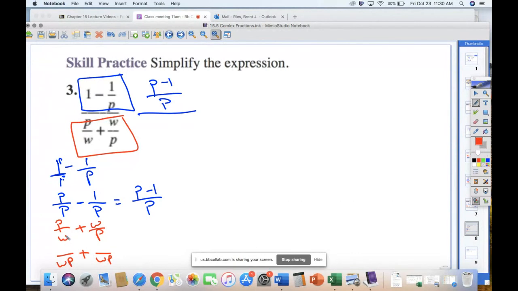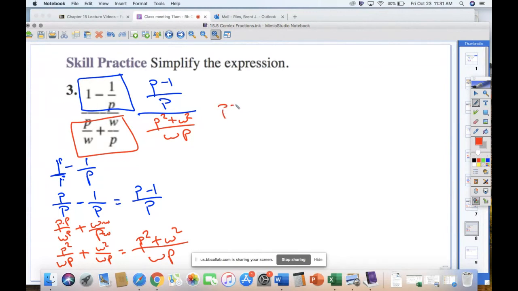How did I go from w to wp? Well, I took it times p underneath, so I better take it times p on top. p times p is p squared. p to wp was times w, so I better do that on top as well. w times w is w squared, and we get p squared plus w squared over wp. So we've simplified to one fraction divided by another single fraction. Now we can go ahead and divide.